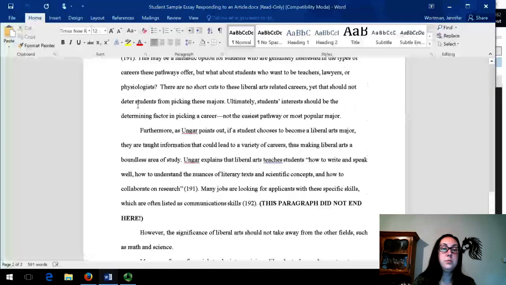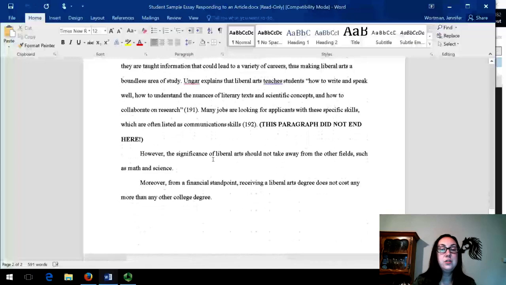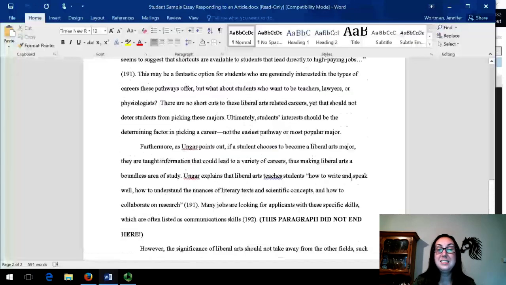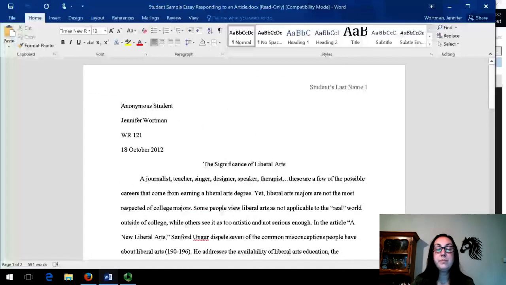You'll also notice that in these paragraphs, you see "furthermore," "however," "moreover." They're using transitions to keep them all connected together. Make sure that you do something really similar, all right? So again, just to re-emphasize this overall structure, and then you can take a look at the essay more closely on your own if you would like.